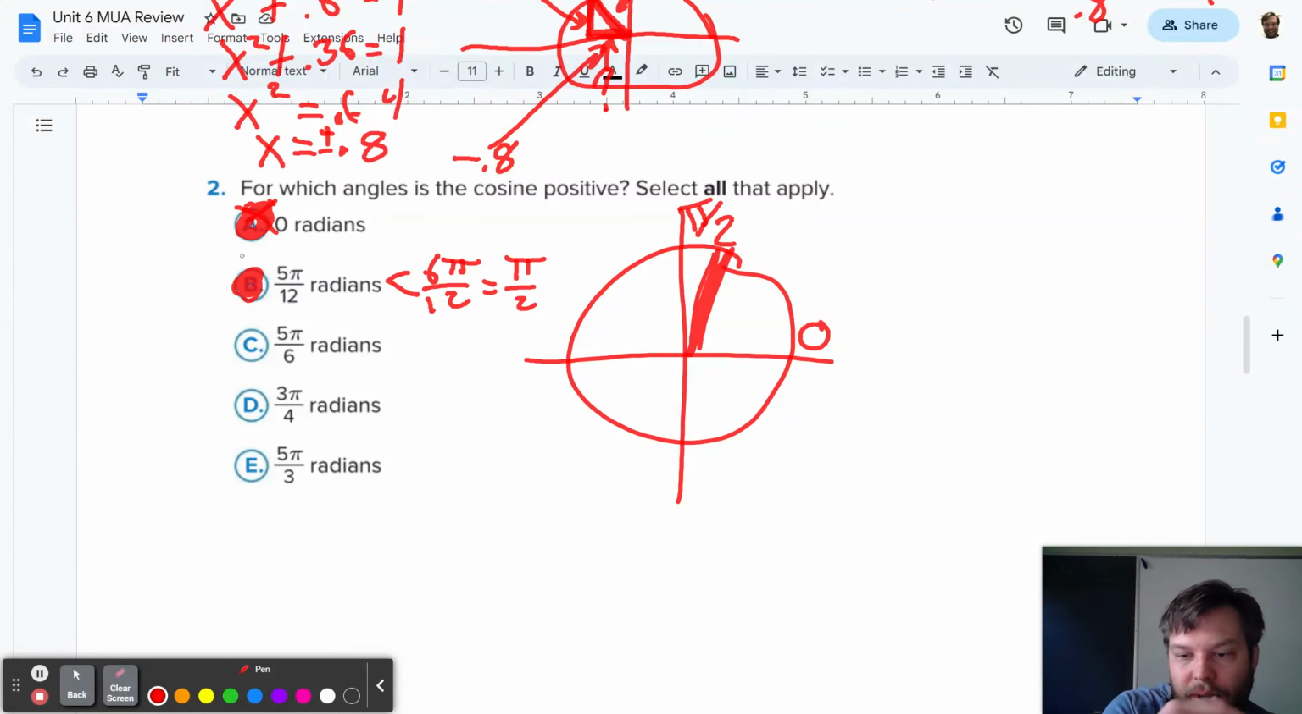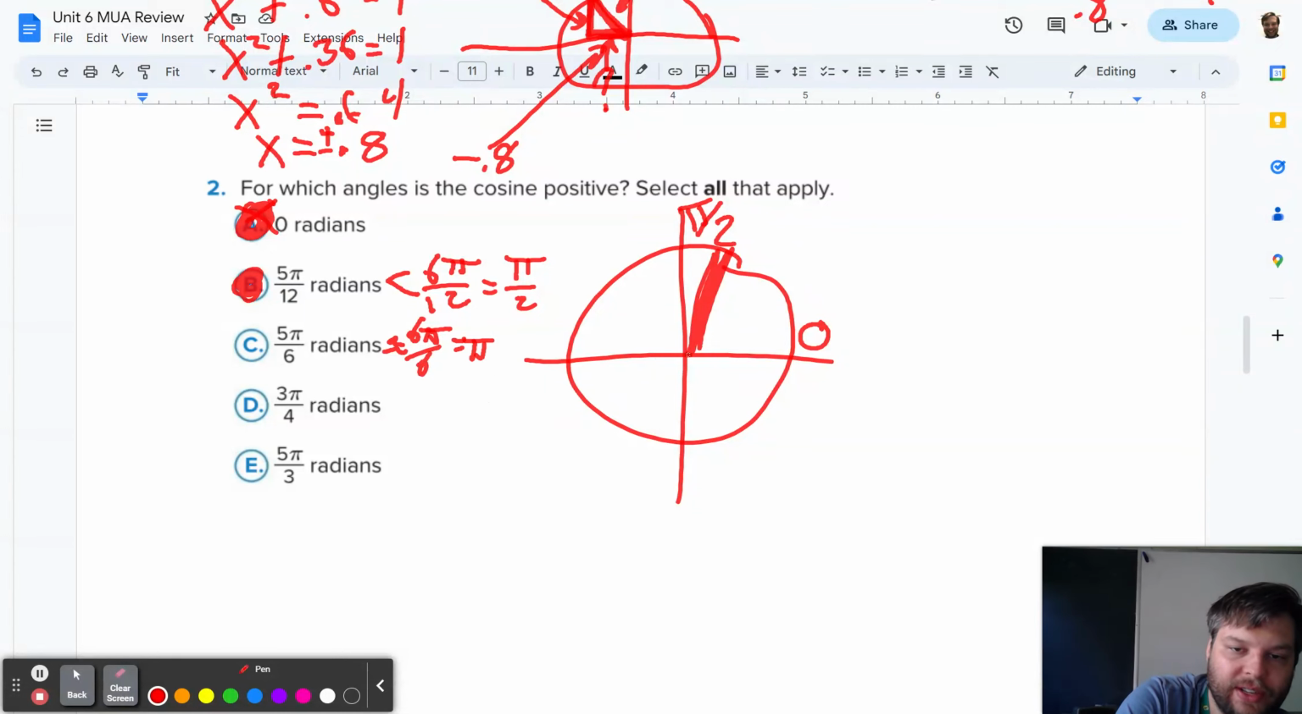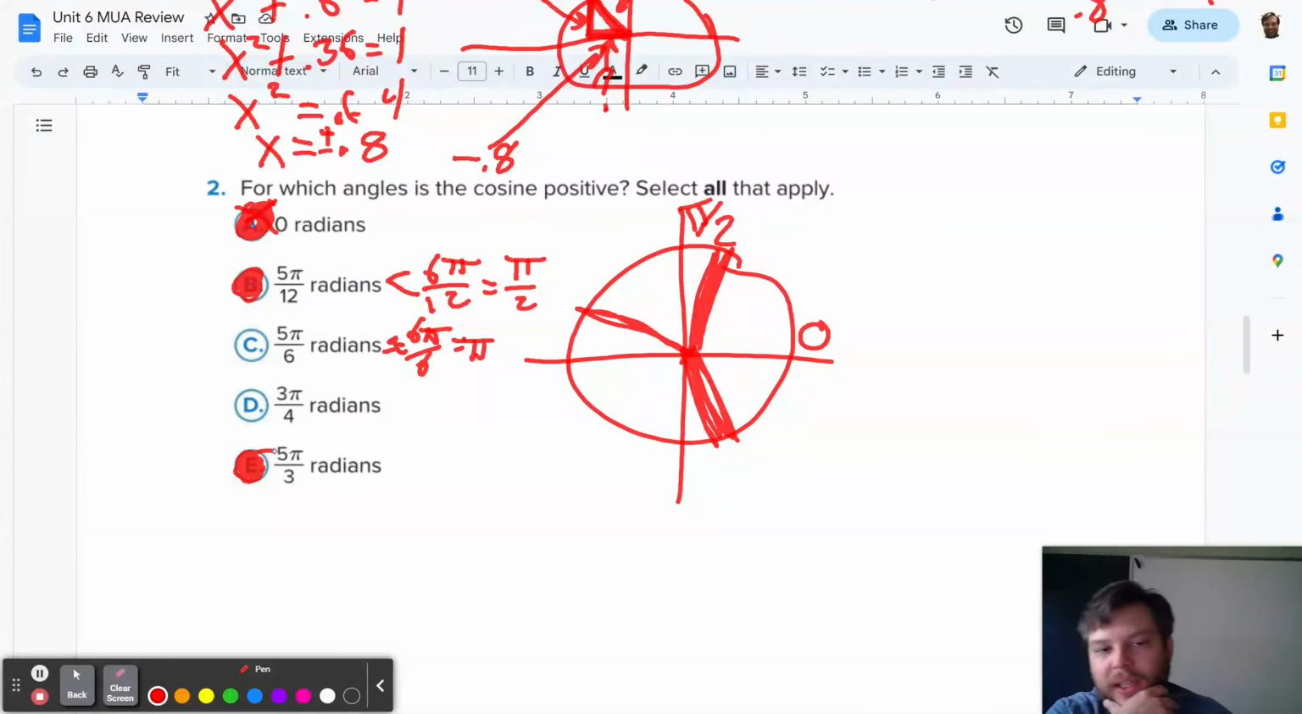Now 5 pi over 6 is no good because 5 pi over 6 is pretty close to 6 pi over 6, which is equal to pi. And actually, I think 5 pi over 6 is on your unit circle. It's pretty clear if you look at your unit circle, there's a negative x value. 3 pi over 4, no bueno. 5 pi over 3 is good because 5 pi over 3 is down here now, and that's back on the positive side. So I think on this one, 4 of those answers you can just look at on your unit circle. The 5 pi over 12, you need to do a little bit of comparison and recognize that it's smaller than a half pi.